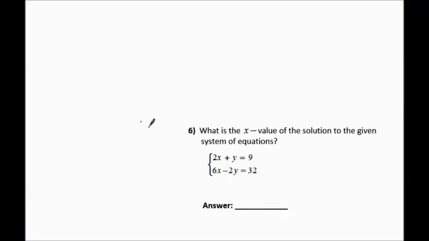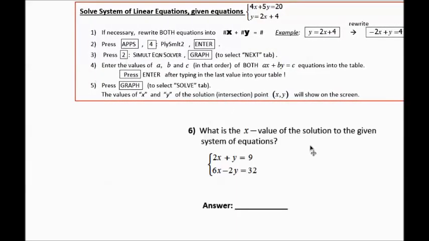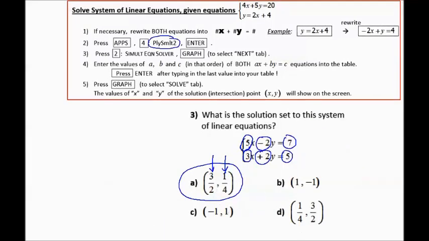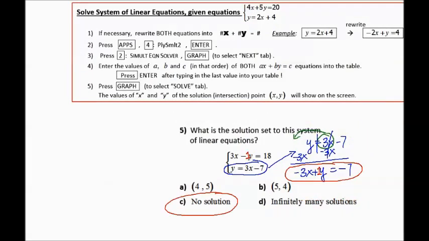In this next problem, they're asking you what is the x value of the solution to the given system of equations. I don't want you to think that because they're asking you the question differently, you're going to do something different. You're still going to be using the same procedure to solve this system. However, in this problem, they only want the x value of your solution, not the entire coordinate, like in all these other ones, where coordinate points were presented as your solutions.